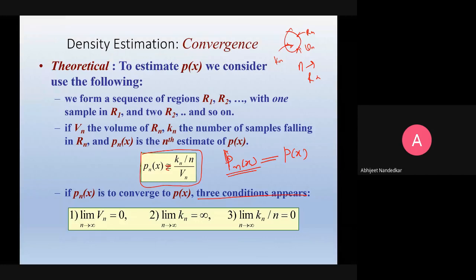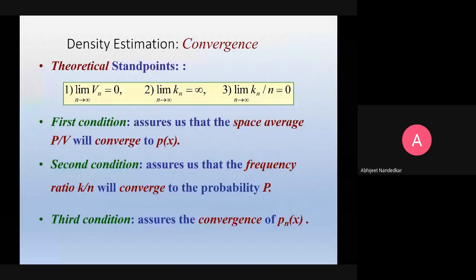Doing so, one must have Kn equal to infinity as n tends to infinity, and the ratio Kn by n should reach 0 when n tends to infinity. So there are some contradictory conditions appearing in this situation. The first condition assures us that the space average P by V will converge to P of x. So this is the required condition when you want the estimation to equal the real density.